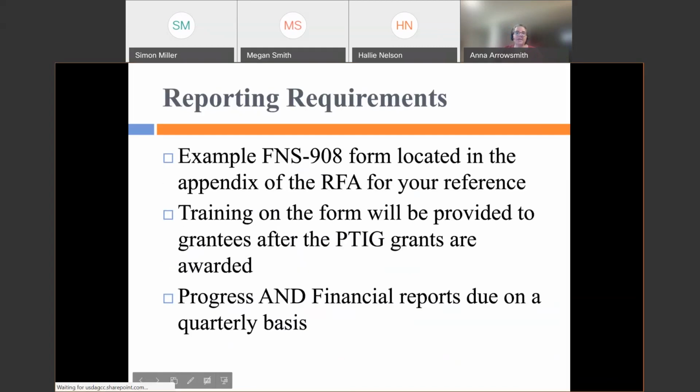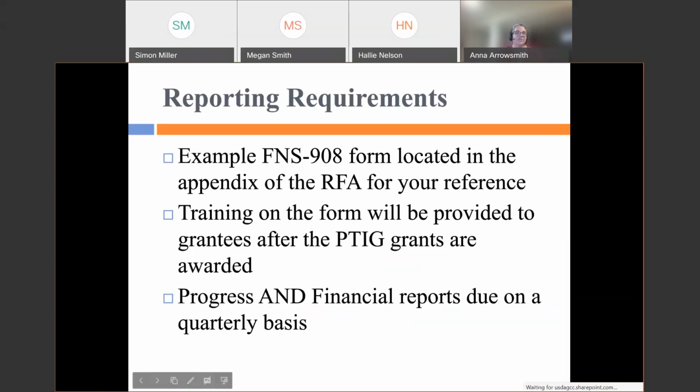And then the reporting requirements. Once grants are awarded, all of the grantees will have to submit both progress and financial reports on a quarterly basis. There is a sample FNS 908 form as an appendix to the RFA, and that's there for your reference. And that is the form that will be used for the progress reports. Upon award, we'll provide training on the use of that form and what you need to do for that.